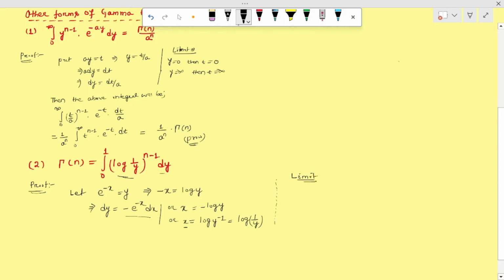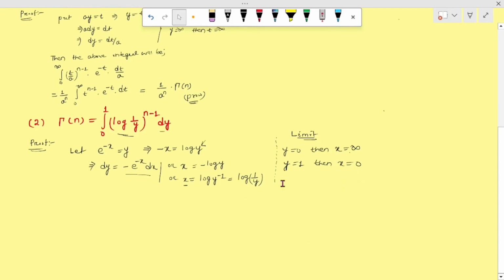Now we are going to check the limit. When y equals 0, then x equals infinity, because log 0 is infinite. Then if I put the upper limit y equals 1, then x equals 0, because log 1 equals 0.